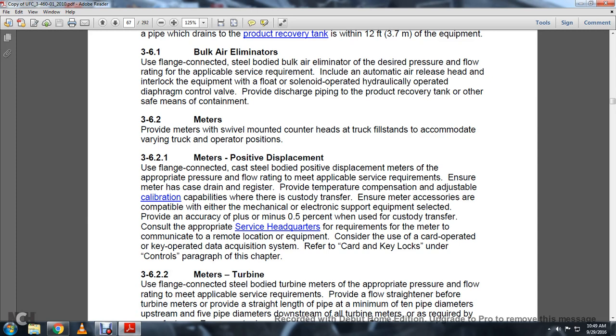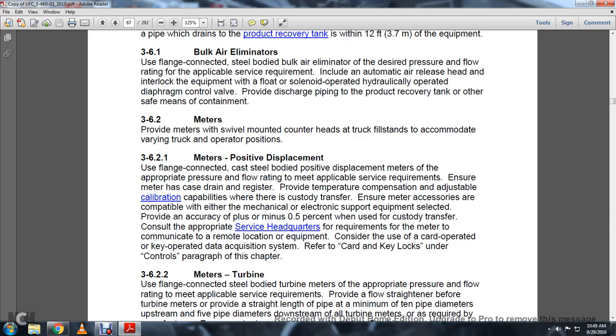3.6.2 Meters. Provide meters with the swivel mounted cylinder heads at the truck fill stand to accommodate the varying truck and operating positions. 3.6.2.1 Meters, positive displacement. Use the flange connected cast steel body positive displacement meters of the appropriate pressure for the flow rate to meet applicable service requirements.